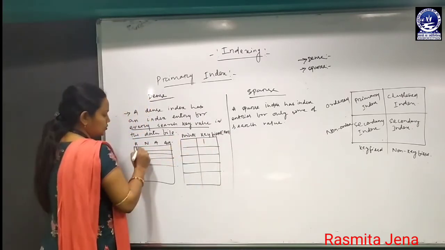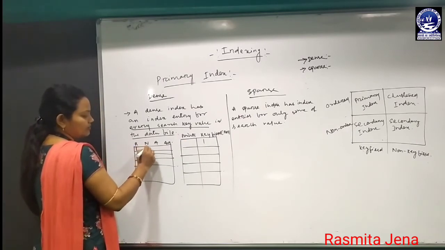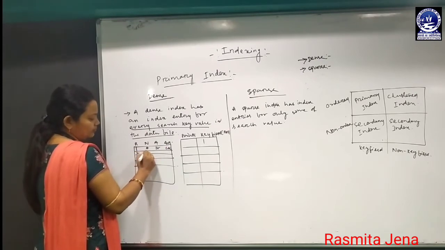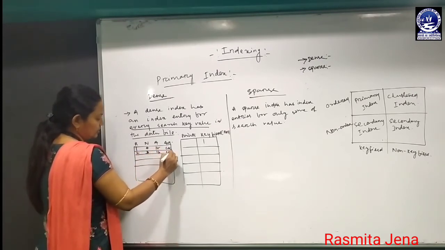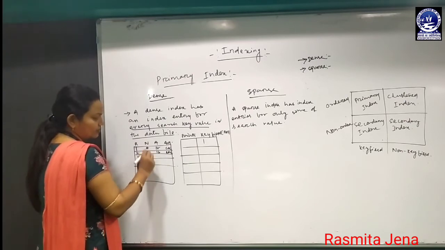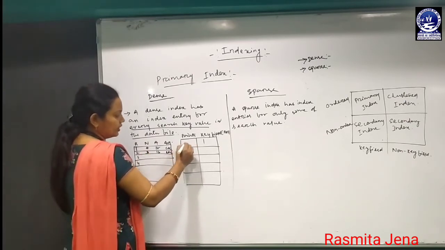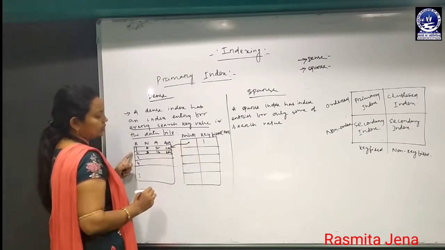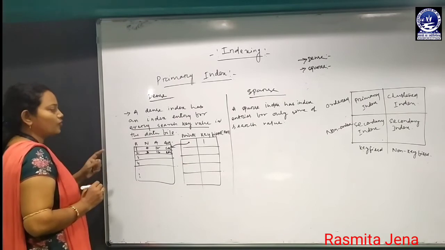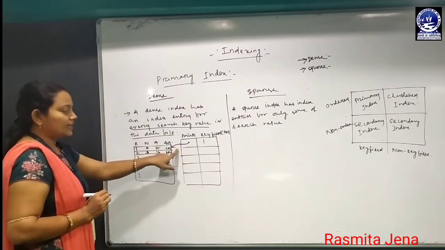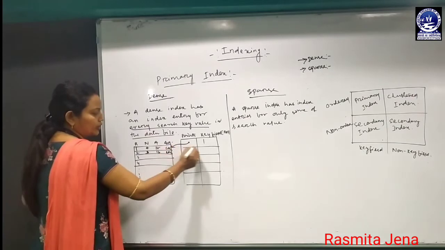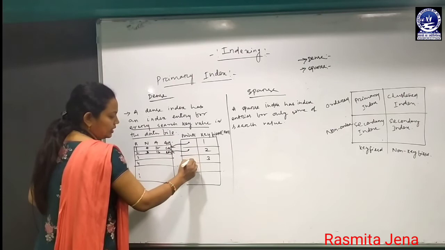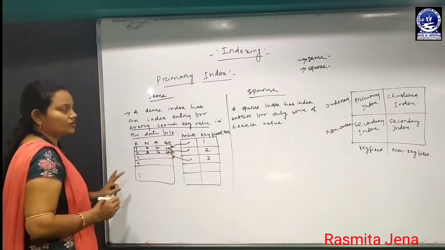Suppose the records are: roll 1, name A, age 15, address CTC; roll 2 having name B, like this. So these are the records, and in this way we have a number of records in the hard disk. That means every search key value is pointed to by a pointer in dense index. Roll number 1 will be pointed to by one pointer, roll number 2 will be pointed to by the next pointer, 3 is pointed to by the next pointer. This is your dense index.